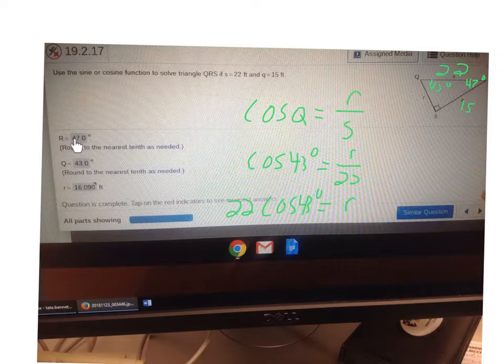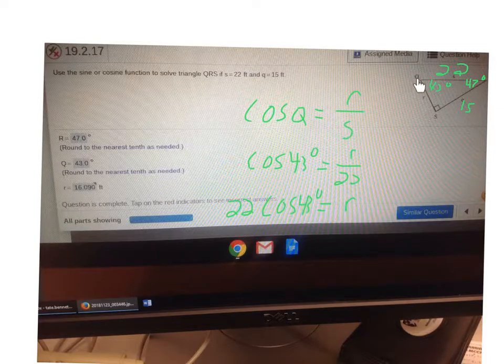Looks like you successfully found capital R and capital Q, and I went ahead and labeled those. Q is 43 degrees and R is 47 degrees, this angle. So you really have multiple choices here to do this. I guess I just decided to take cosine of an angle equals adjacent over hypotenuse.